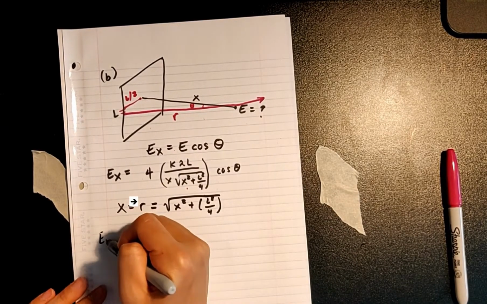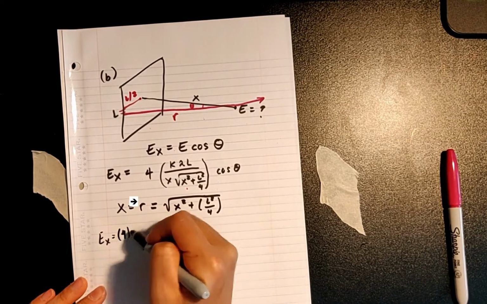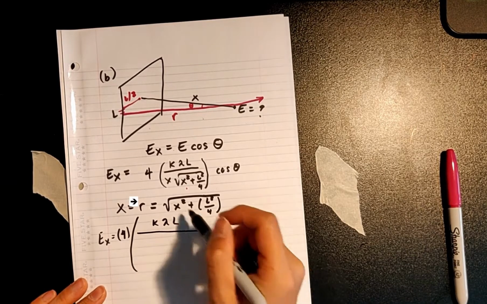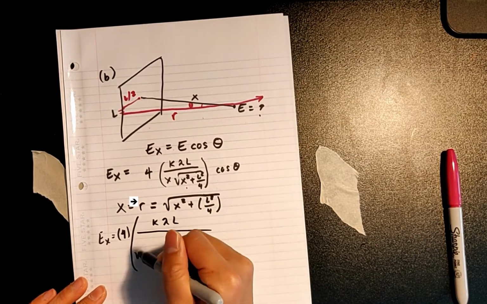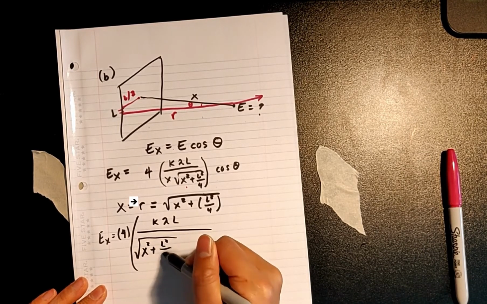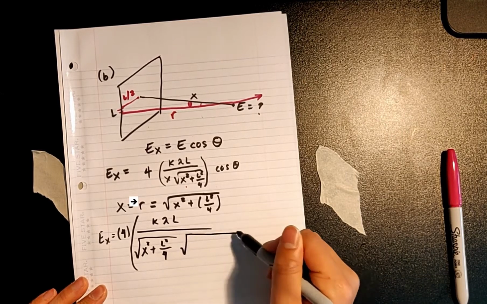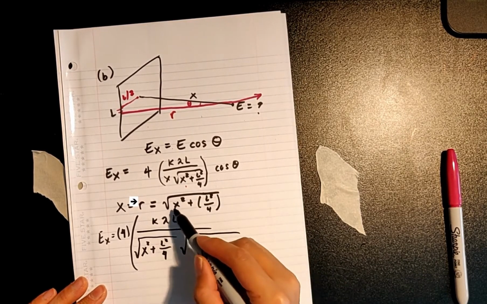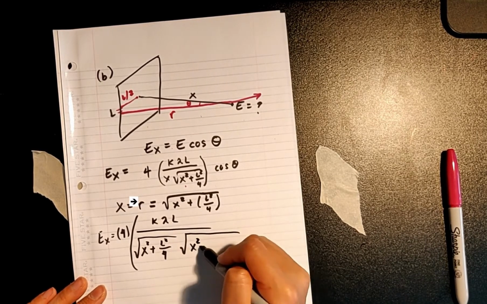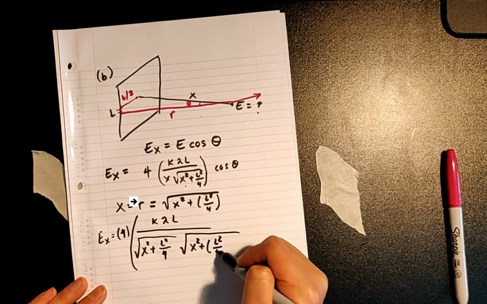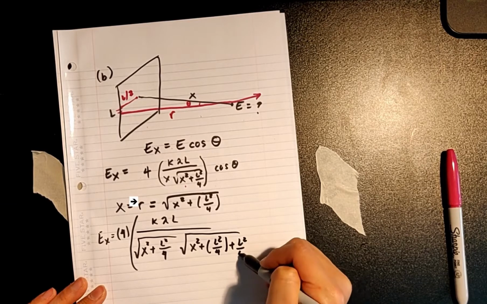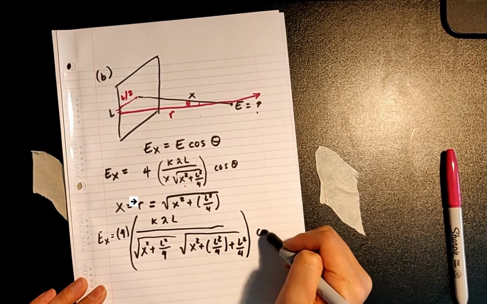That means E of x would then just be equal to 4 times k lambda L over, replacing this x with this term, we will get x squared plus L squared over 4 times the same thing, and replacing this x again. If we plug in the square root of x squared plus L squared over 4 into here, the square root will go away. So all we're left with is what's inside. Plus L squared over 4 times cosine theta.